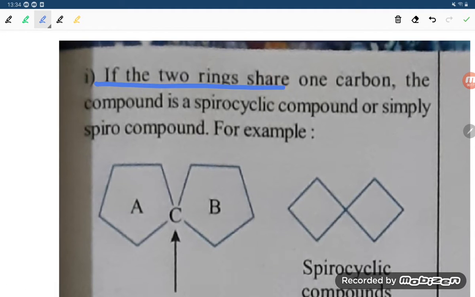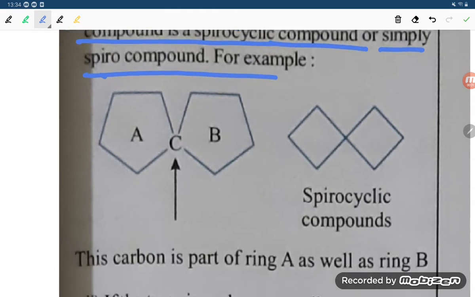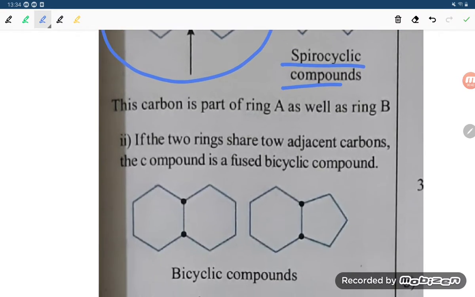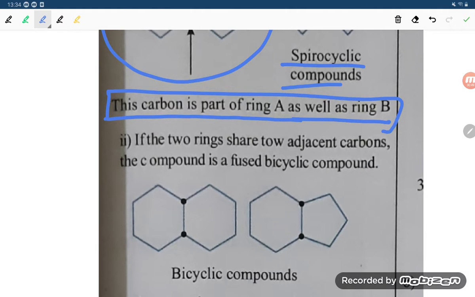If two rings share one carbon, the compound is a spirocyclic compound. If two rings share one common carbon, the compound is called a spiro compound. Here you can see, students, in this compound, what is the common carbon? This carbon is common to the A and B rings, so this is a spiro compound. Here it is the same thing, a spirocyclic compound. This carbon is a part of ring A as well as ring B, so this kind of compound is known as a spiro compound.